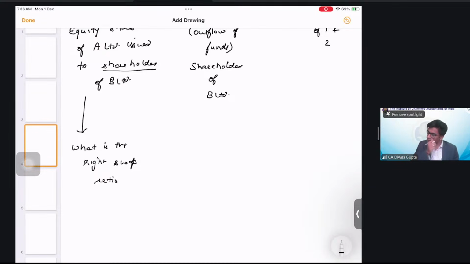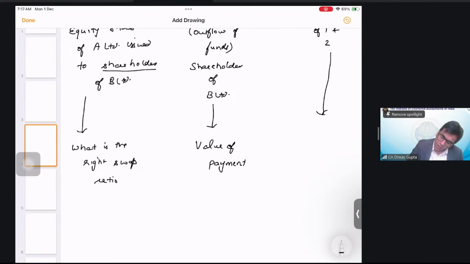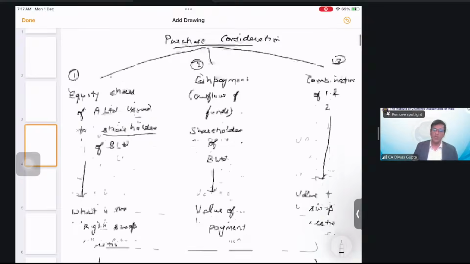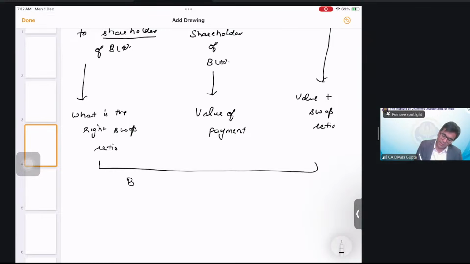Now, how will we be determining that? We will discuss that. Now, in this case, what is the question here? The question is, what is the value of payment? In case you have decided to outrightly purchase the business, what is the right value of the payment? And in the third case, both value plus swap ratio will have to be determined to take the deal ahead. Okay. And all these things will borrow some of the concepts from business valuation principles.